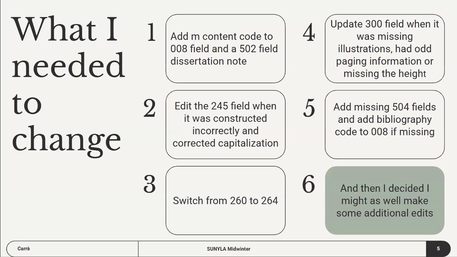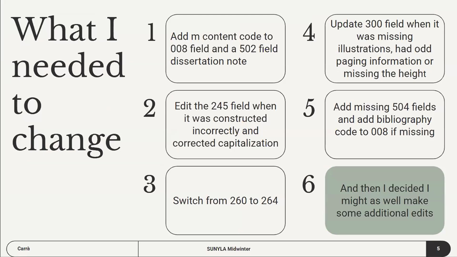So as I mentioned, there were a lot of changes I had to make, or at least more accurately that I wanted to change. The only one that I really had to change was adding M as a content code to the fixed field and adding a 502 field, which is a dissertation note. And if you have one, you have to have the other.